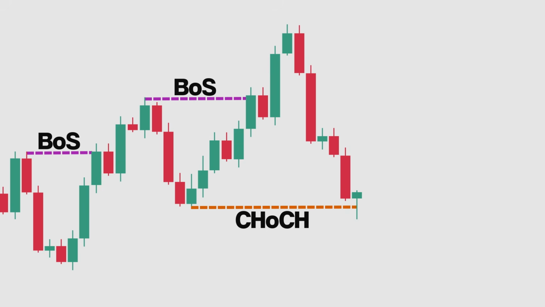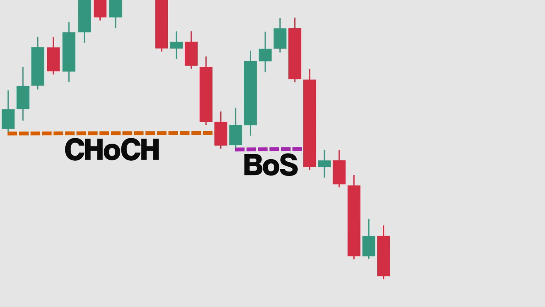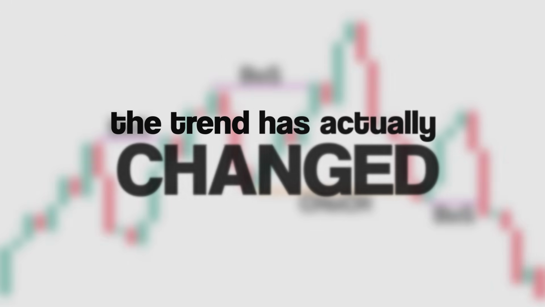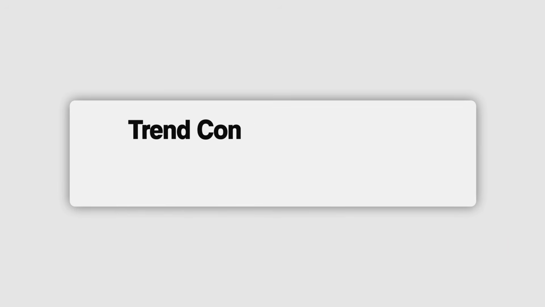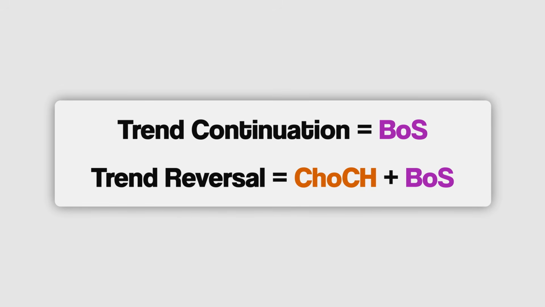And the confirmation is simple. After the change of character, we need to see a break of structure in the new direction. Only then can we confidently say the trend has actually changed. So here's the rule. Trend continuation is confirmed by break of structure. Trend reversal is confirmed by change of character plus a follow-up break of structure.